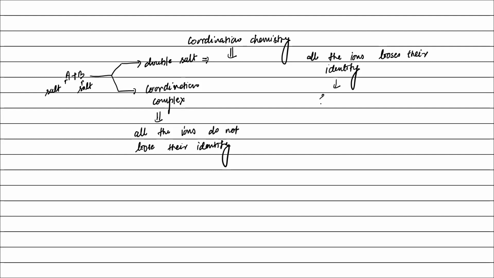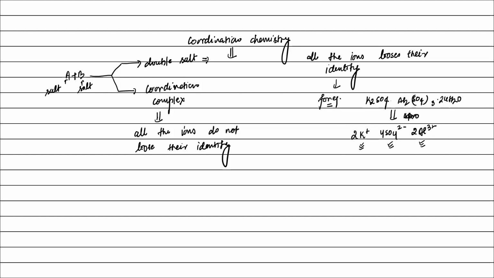For example, the most common double salt is potash alum, K2SO4, Al2(SO4)3, 24H2O. On dissolving in water, it dissociates into 2K+, SO4 2-, 2Al3+. It means each ion, potassium, sulfate, aluminum, gets dissociated like this, and this solution will give the test of potassium, sulfate, as well as aluminum.